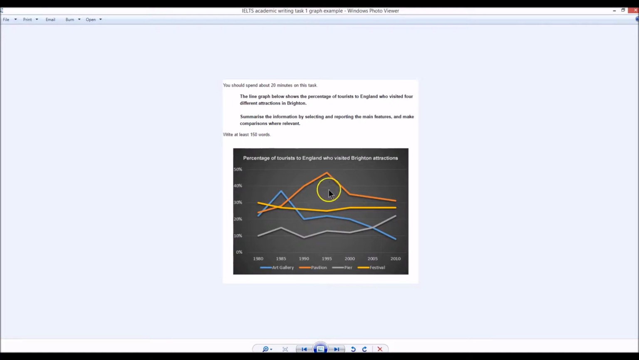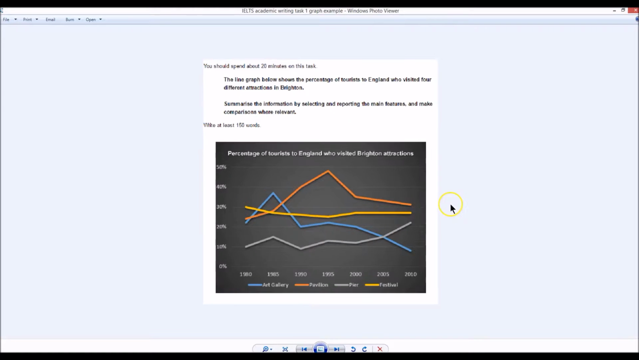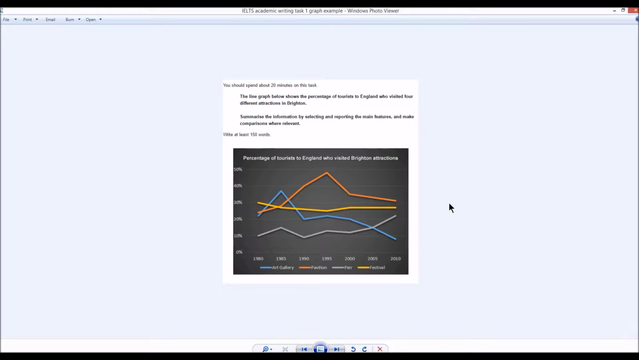So let's have a quick look at an example. I don't know if you can see this, if this is big enough. Okay, so as we see, it's a graph. Let's take a look. The line graph below shows a percentage of tourists to England who visited 4 different attractions in Brighton. We have to summarise the information by selecting and reporting the main features and make comparisons. Write at least 150 words.